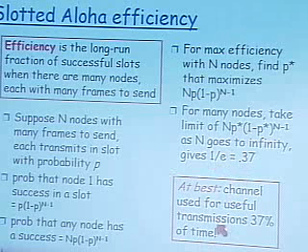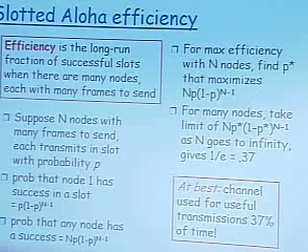So what that is saying is that if you have many different nodes trying to access this channel using slotted Aloha, at best the probability of success is going to be 0.37, or you are only going to utilize 37% of the capacity. 63% of the slots will have either collisions or empty slots. Only 37% of the slots will have successful transmission. So the efficiency of slotted Aloha is sort of low. You operate your channel at not even half the capacity.